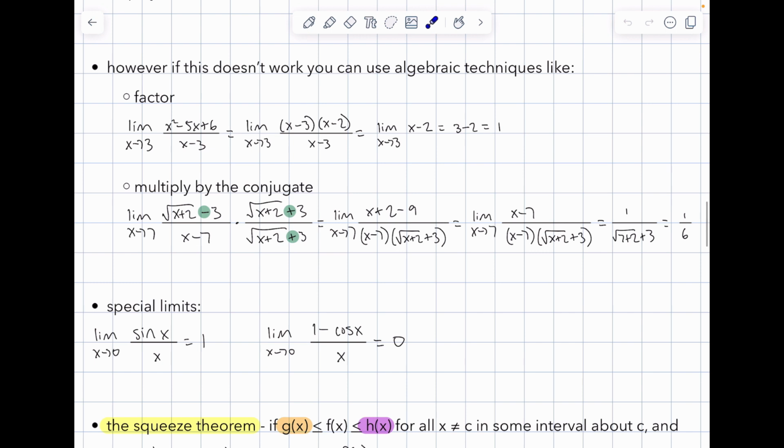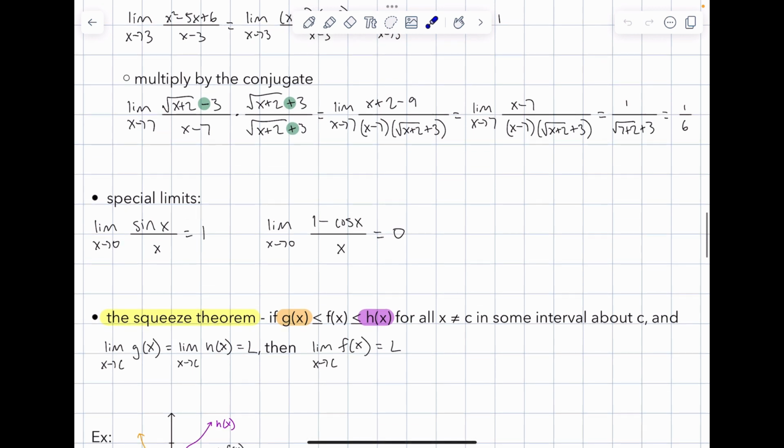But if direct substitution doesn't work, you can also use other algebraic techniques, such as factoring. For this example, the limit as x goes to 3 of x squared minus 5x plus 6 over x minus 3, you can factor the top polynomial into x minus 3 times x minus 2. You can see that you have a common factor in the numerator and denominator, so you can cancel those out to get the limit as x approaches 3 of x minus 2. And now you can direct substitute 3 for x here, get 3 minus 2, and your answer is 1.